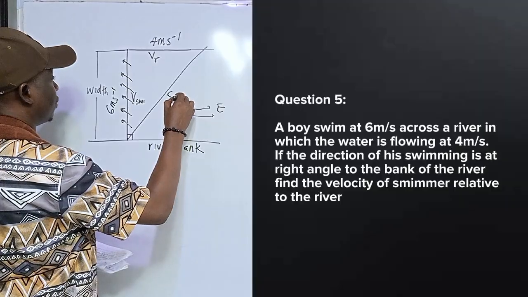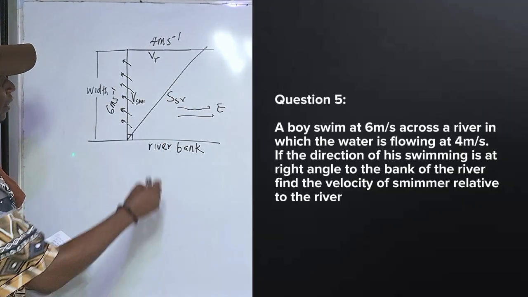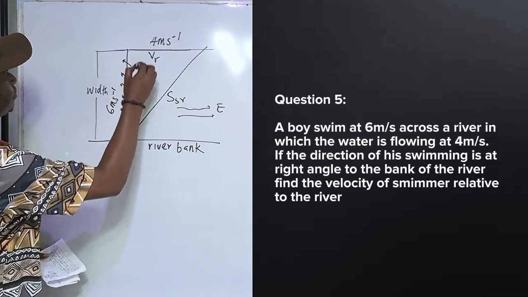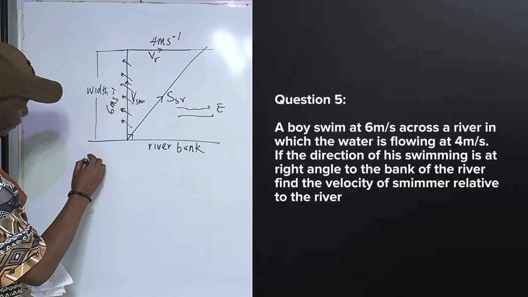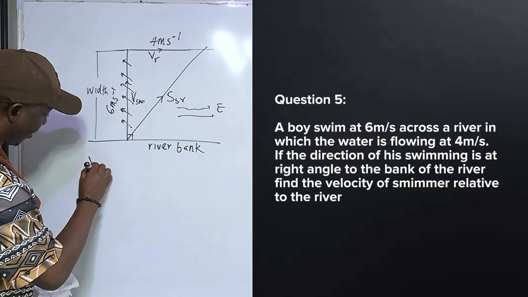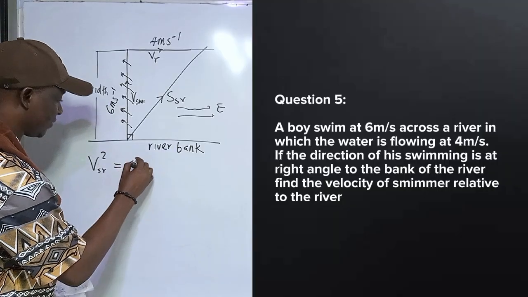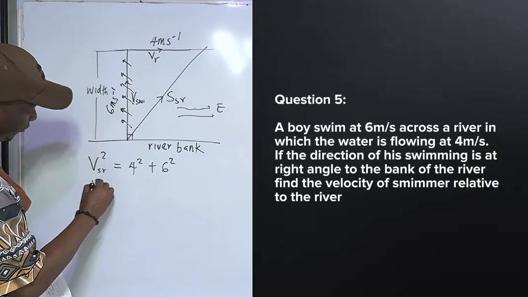So this one is velocity of swimmer relative to the river, so to the river bank. Velocity of swimmer relative to the river bank. So that will now give us V_sr equal to 4 squared plus 6 squared. So what do you have?